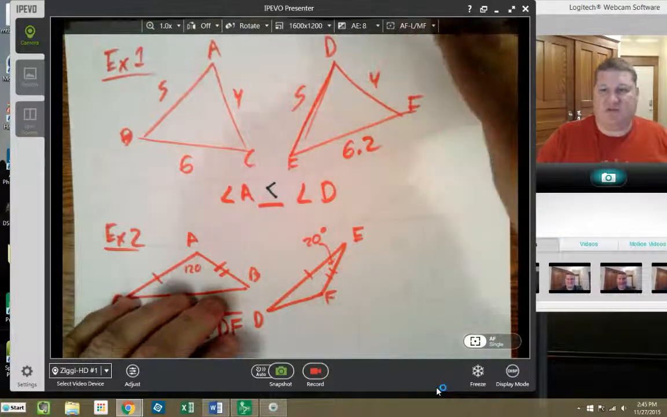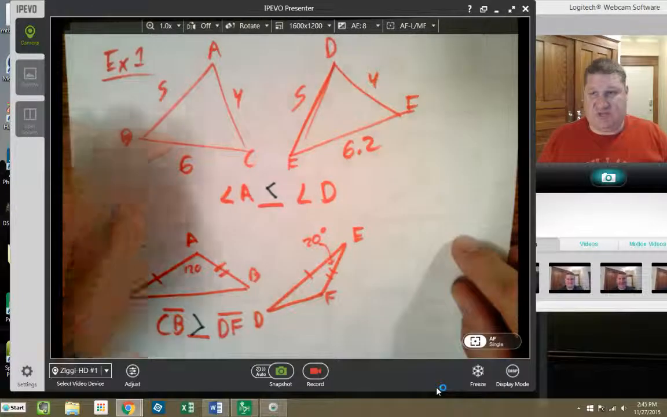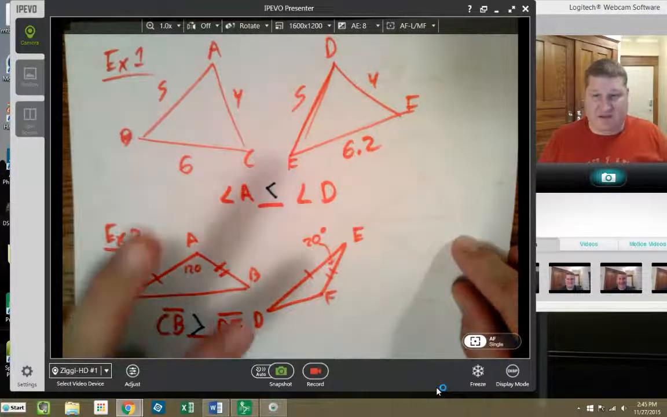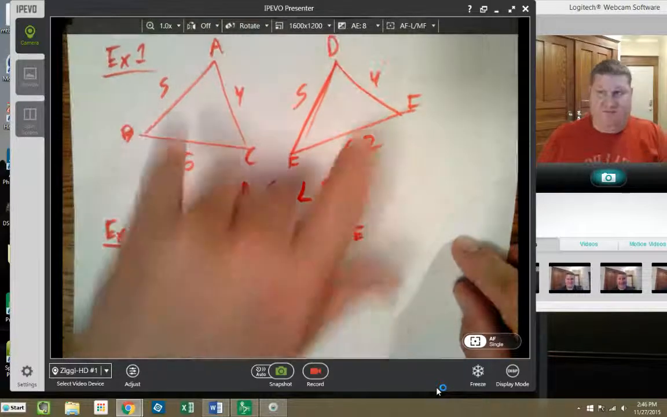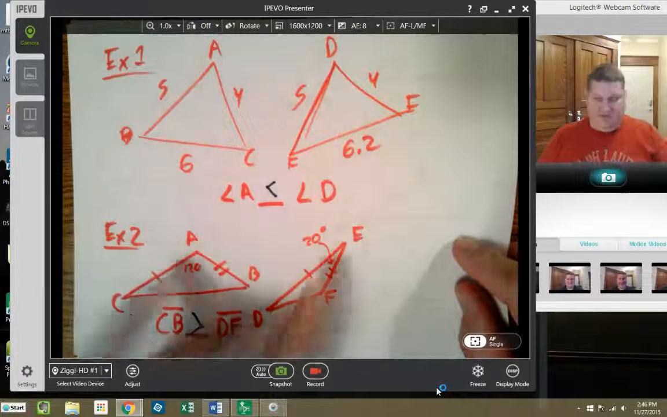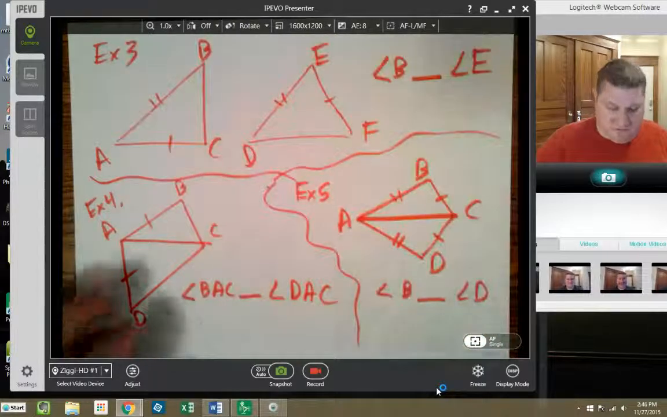Now, those are some pretty basic examples of the Hinge theorem and the Hinge theorem converse, because we're taking it and reversing it. We're saying, if the sides are different, then the angles are different, or if the angles are different, then the sides are different. They're reverses of one another.